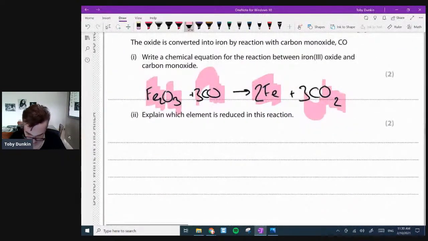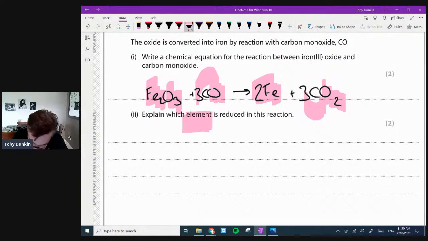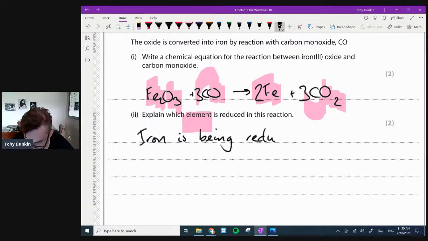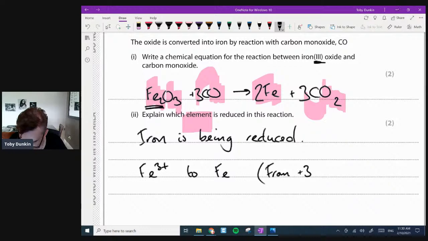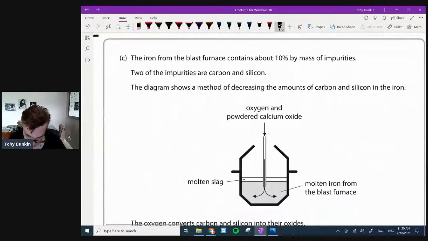Next, explain which element is reduced. Iron is being reduced. And just to tell you why, it is going from iron 3 plus to iron 0, iron metal. I'll actually put brackets from +3 to 0. There we go.